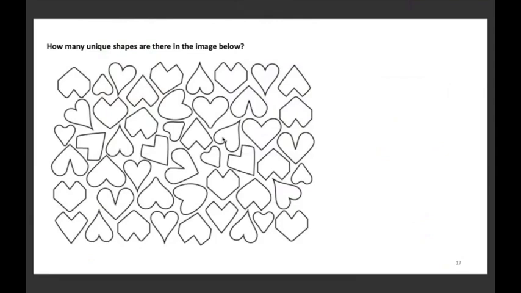How many unique shapes are there in the image below? We are given a diagram. We have to identify the total number of unique shapes that are there. So there are total 10 unique shapes in this diagram, and these are all the 10 numbered unique shapes. Okay, we'll move to the next one.